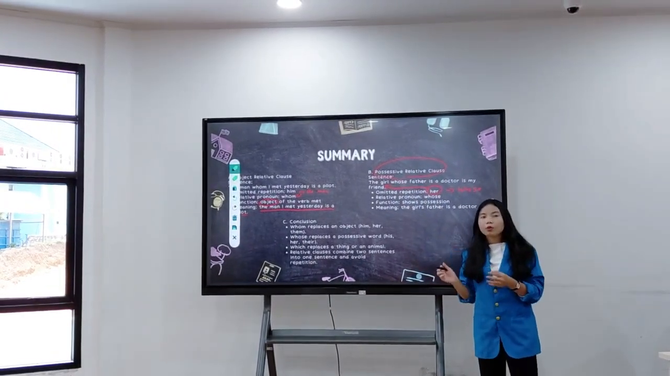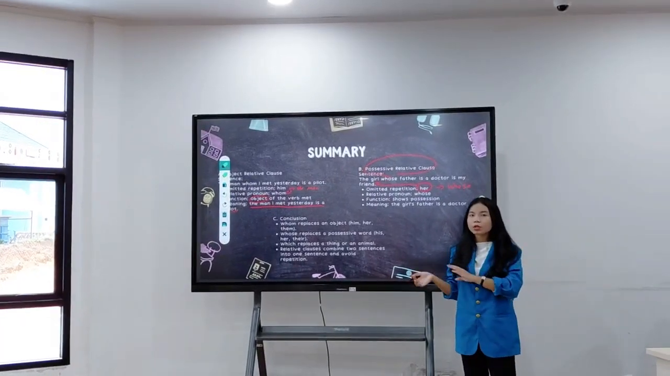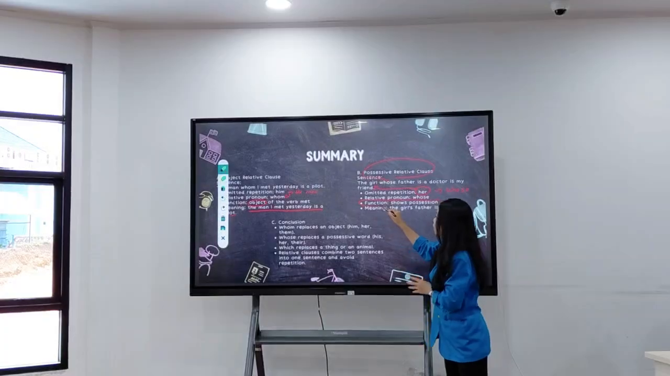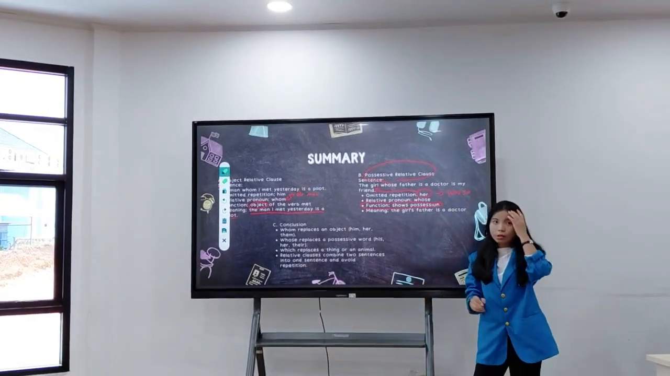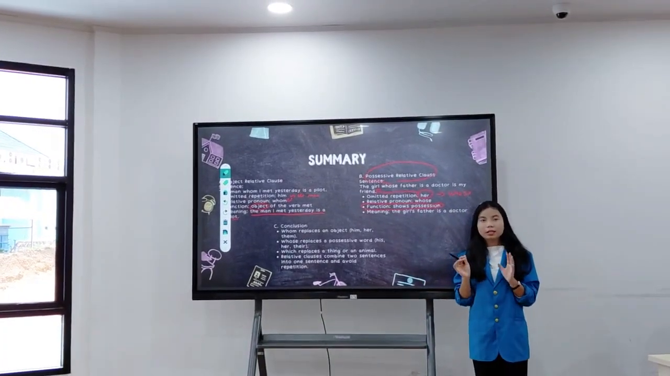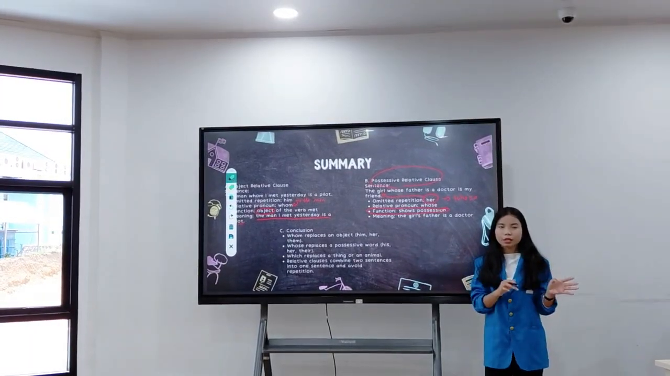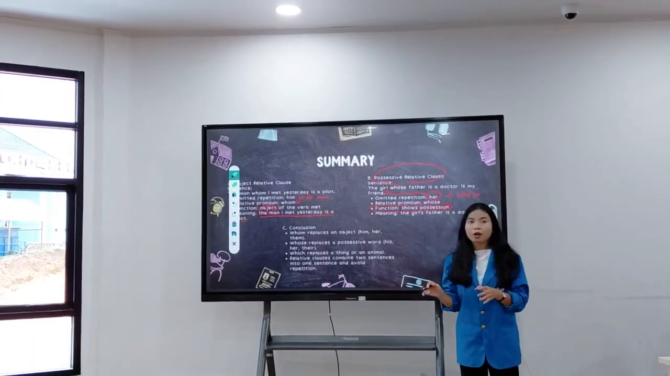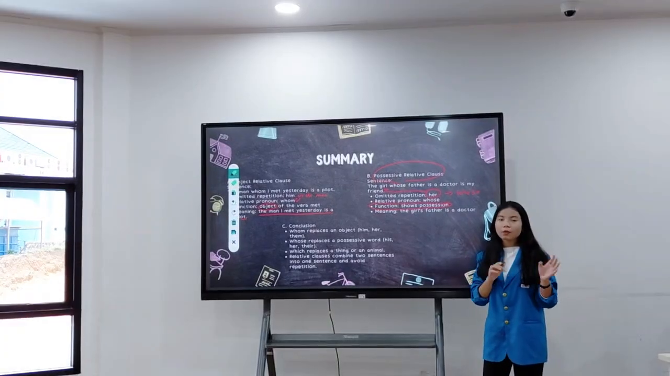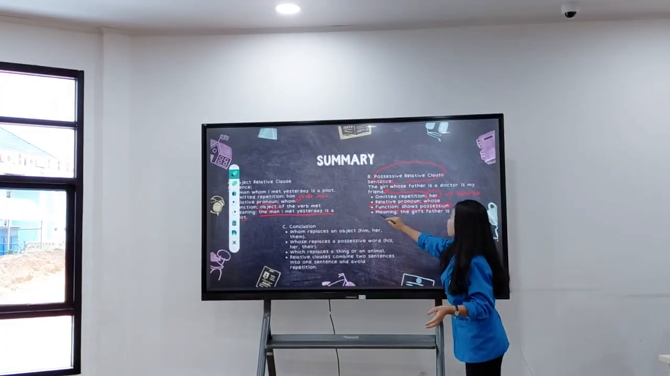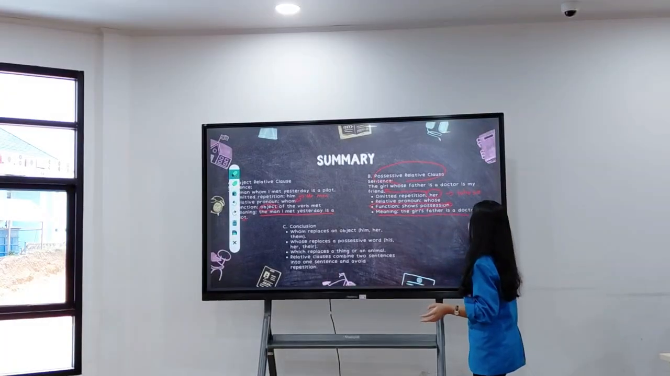Unlike whom, the relative pronoun whose is used to show possession. The function of the possessive is to show possession, and it tells us that the father belongs to or is related to the girl. This relative clause helps us identify which girl is being discussed. The meaning is the girl's father is a doctor.